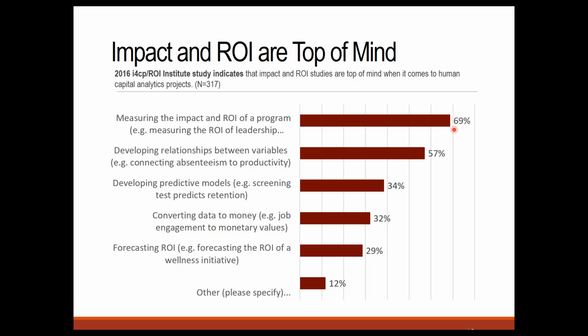It doesn't mean the others aren't important. It just means this is where we're concerned. And you can see by this, I mean, really all of these fit into impact and ROI study. So developing relationships between variables, that's an important analytics project, both on the front end of a project as well as the back end, making the connections between investment and improvement. Predictive models, we do some forecasting with ROI, same sort of thing. And then converting data to money, that's a technique that's inherent in impact and ROI. So all of these techniques really fit under this umbrella. But the real focus at the time of this study was demonstrating that success. We've got to show value for what we do.